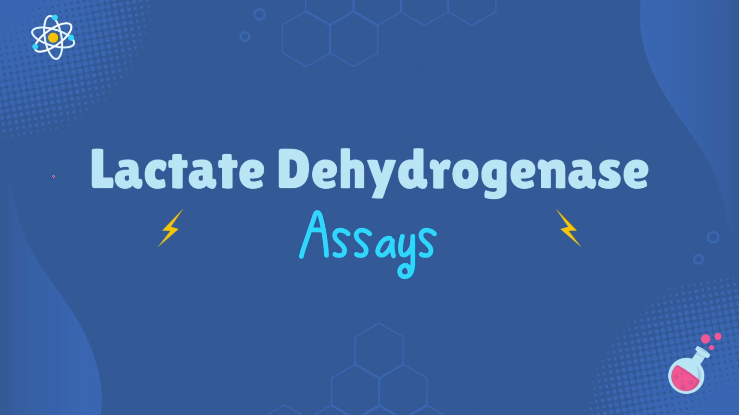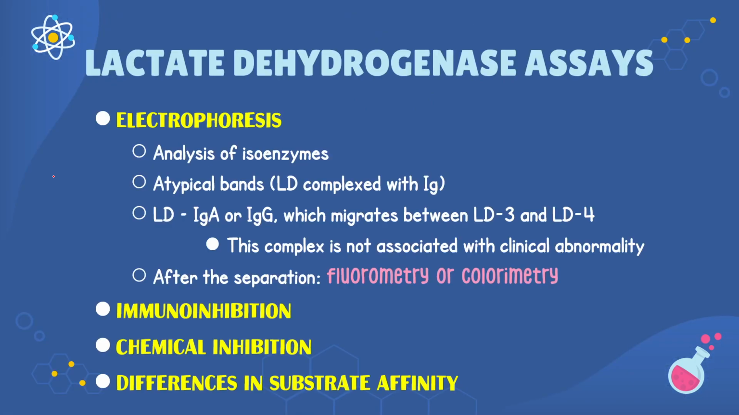So now let us go to the assays. For lactate dehydrogenase, kids, again, it has 5 different isoenzymes, LD1 until LD5, and each isoenzyme is made of 2 subunits, the letter H and the letter M. Whenever we analyze isoenzymes, your reference method will always be electrophoresis.